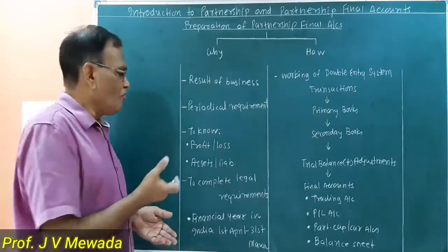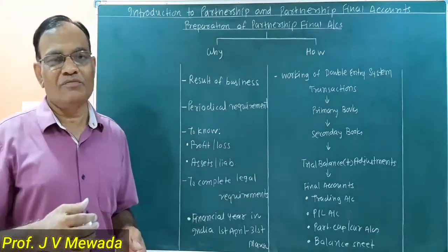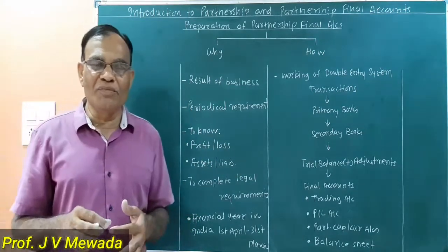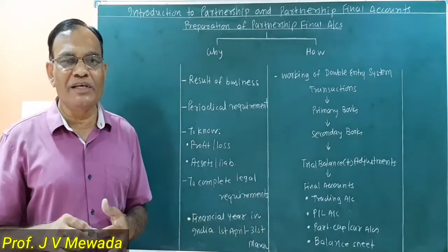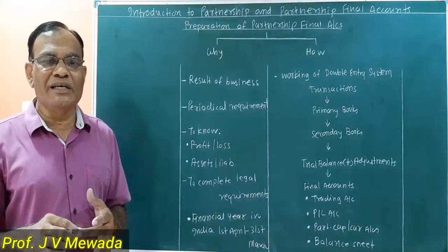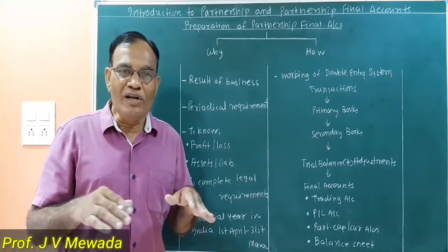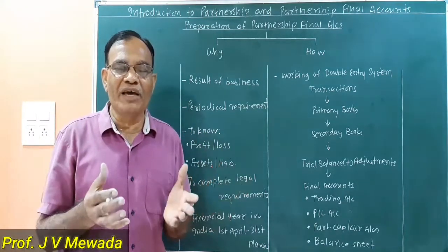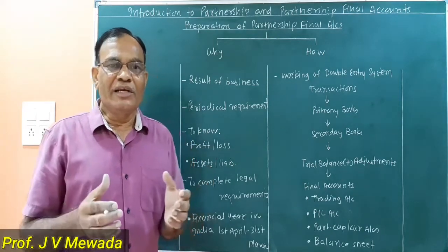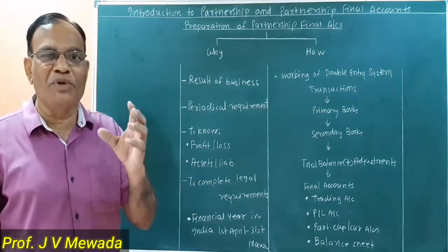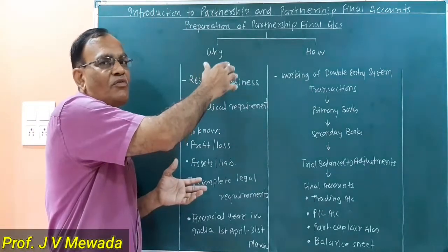We want to know what are our assets and what are our liabilities. In addition to this, we want to know the debtors of business, the creditors of business, the capital invested in business, the loans taken by business, the expenses of business, the incomes of business. All these are known only when we are closing the books at the end of the year. It means the object of preparing final account is to know the results of business.